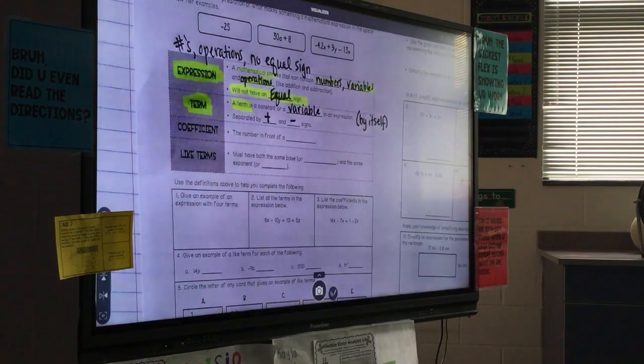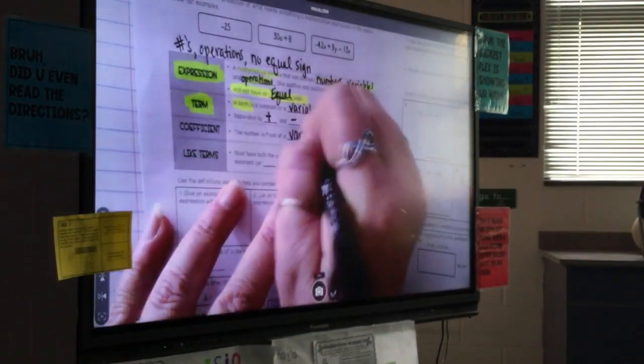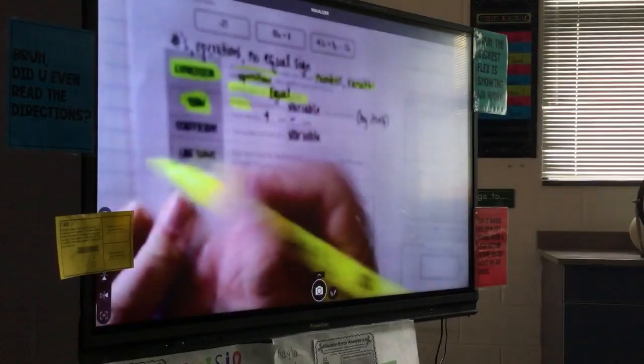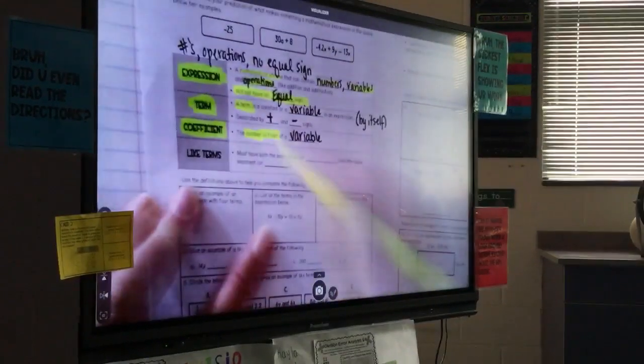All right, a coefficient is the number in front of a variable. So the coefficient itself is not the number and the variable together. It is the number in front of that variable.